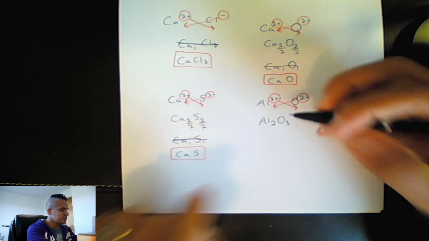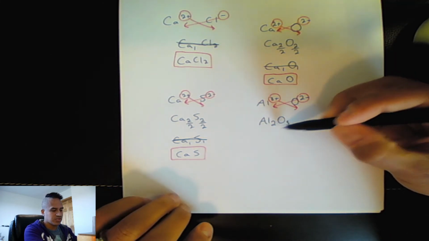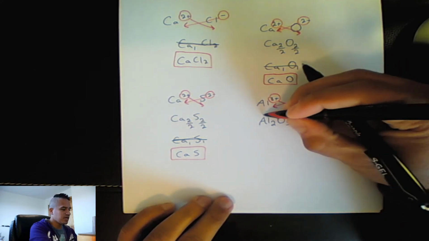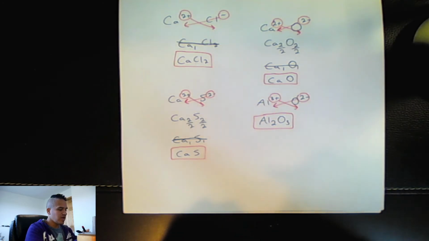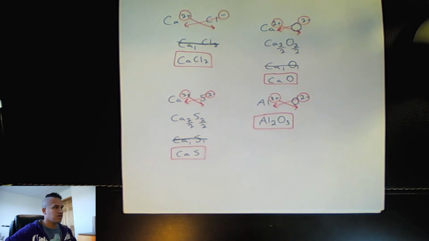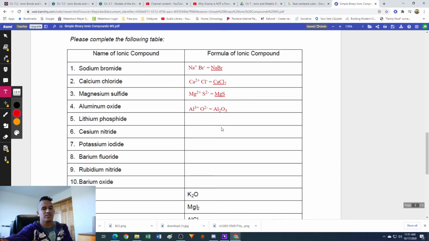And then if we look at this, is there any common number that we can divide out from 2 and 3 that will still make these whole numbers? No. Okay, there's no common denominator between 2 and 3. So Al2O3 would be the correct formula for our compound here. So if we go back to our sheet, we can write that in here as Al2O3. And there we go. Okay? All right, so hopefully that starts to give you an idea of how to do these.